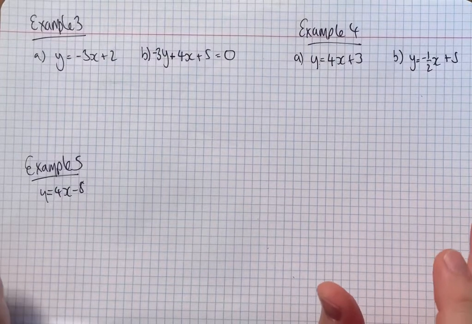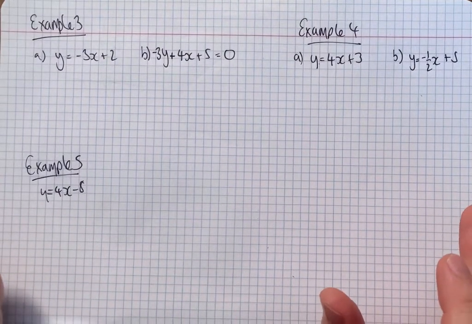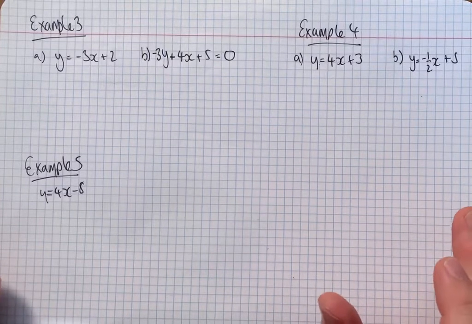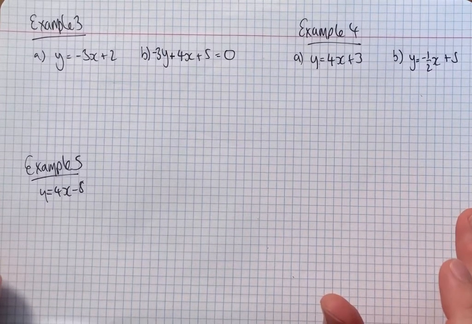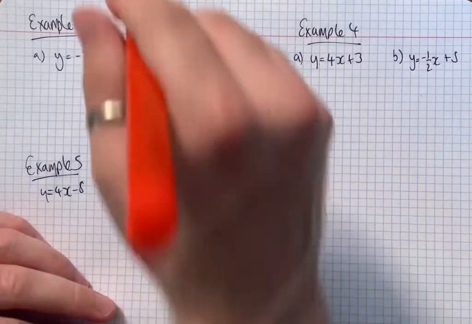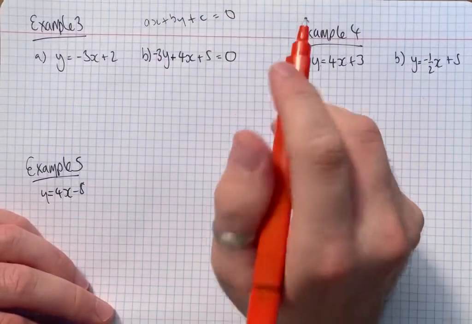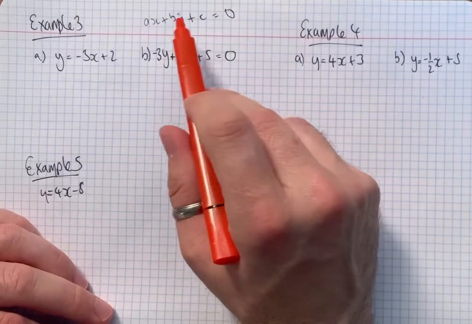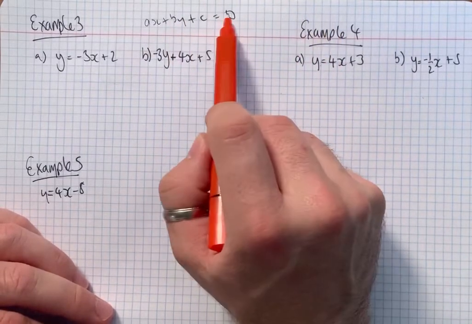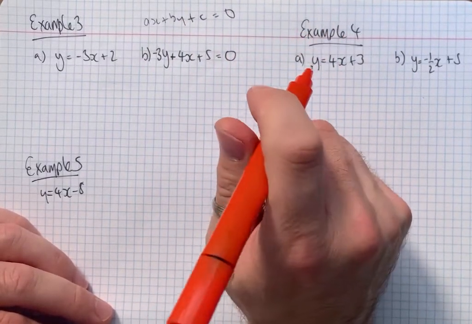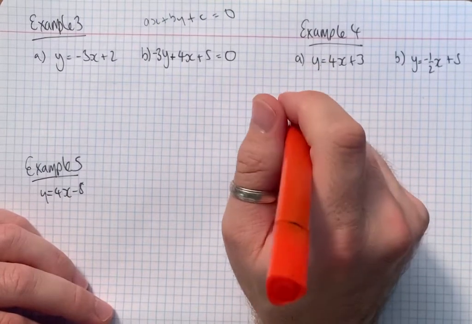On to the next part of this chapter. So as well as y equals mx plus c, you can also write equations of straight lines in the form ax plus by plus c equals 0. The questions often say give it in the form y equals mx plus c, or give it in this form, and obviously if it asks you to do that, you must do it or you'll lose marks.